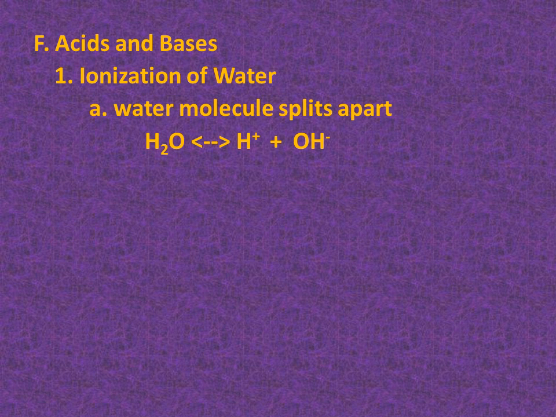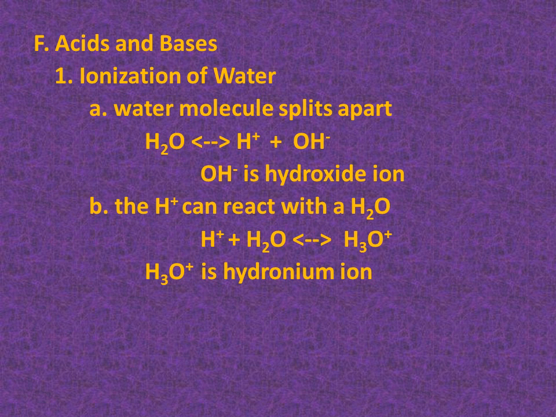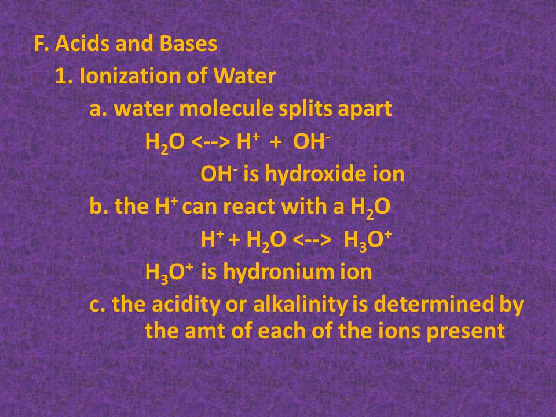What happens is we have water, which is H2O, splits into H+ and OH-. It's called hydrogen ion and hydroxide ion. They're charged particles. You can see the charges on them. OH- is considered a hydroxide ion, and this H+ can react with an H2O to make hydronium ion. And so when we deal with acids and bases, we deal with hydroxides and hydronium.